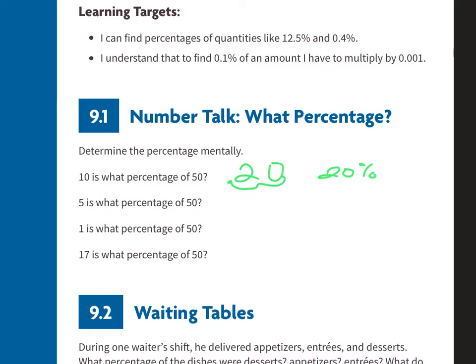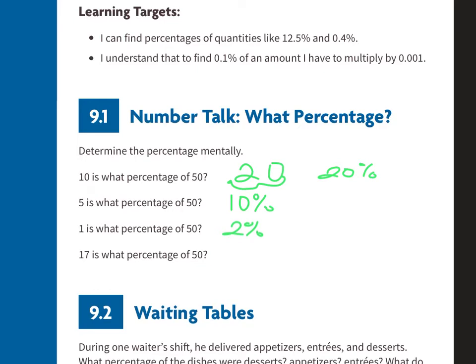Okay, 5 is what percentage of 50? Well, if 10 is 20%, 5 is going to be half of 20, so it's going to be 10%. 1 is what percentage of 50? Well, from 5 to 1, we divide by 5, so 10 divided by 5 is 2%.